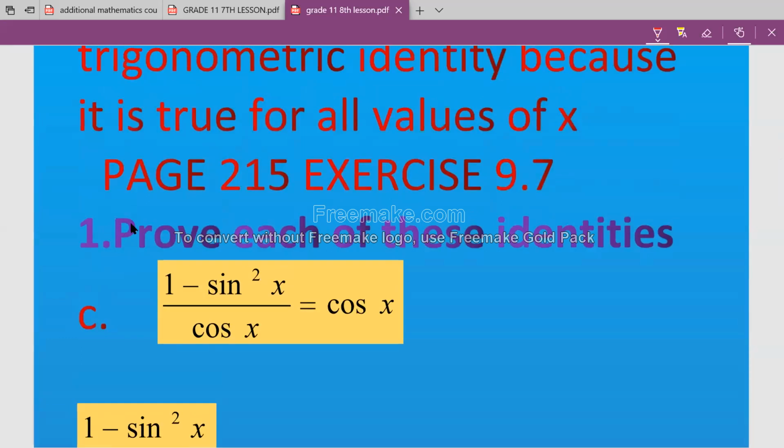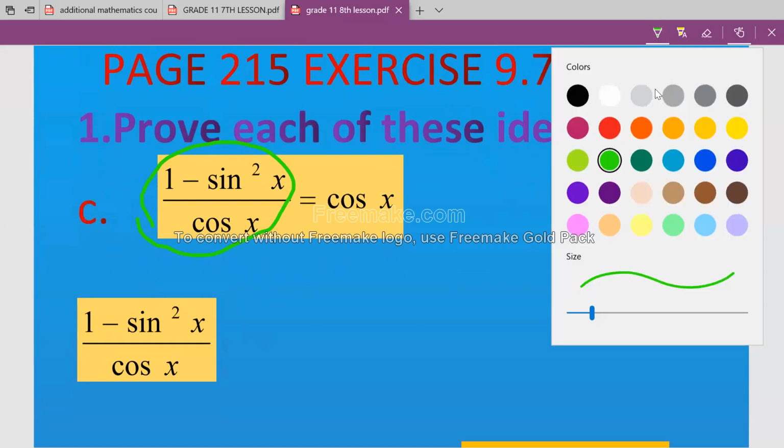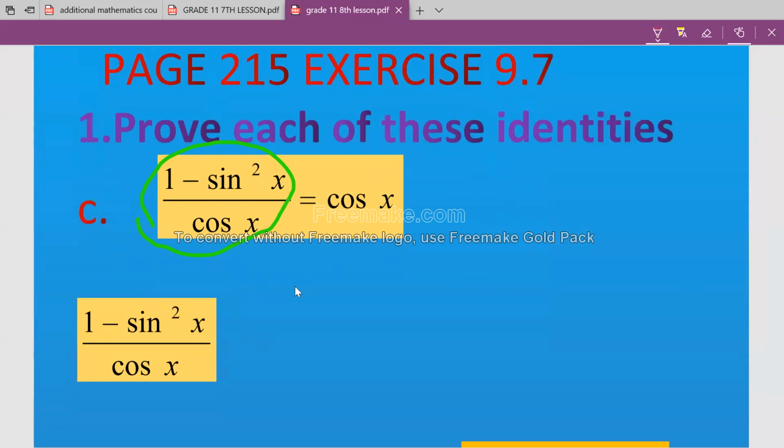Exercise 9.7, page 215, question 1. Prove each of these identities. In the question, it's given: 1 minus sine square x divided by cosine x equals cosine x. We will prove that they are equal to each other. To prove it, first of all, I will take the first part, simplify it, and prove that it equals cosine x. Okay, let's do it. 1 minus sine square x over cosine x.